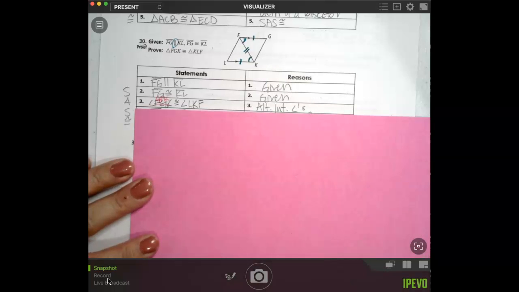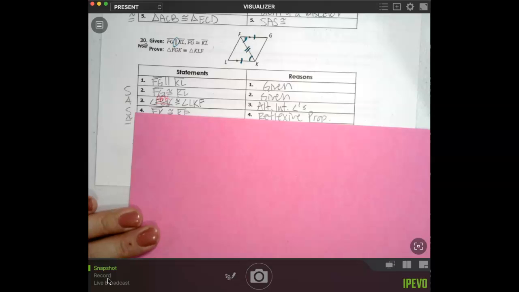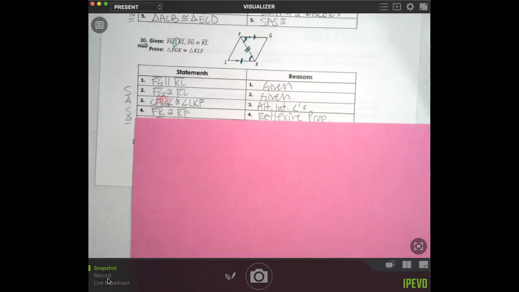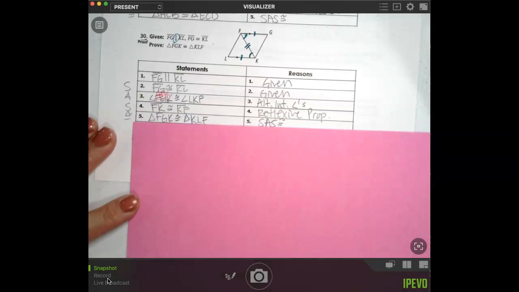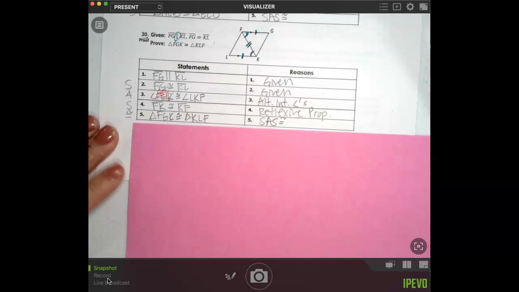And then we have our shared side. KF, and you might have KF congruent to KF or FK congruent to FK. That's okay, right? In previous years when we had more time to spend on this, I was a little bit pickier about the order. I haven't been so much currently, okay? Still reflexive property, and then last step, triangles are congruent.